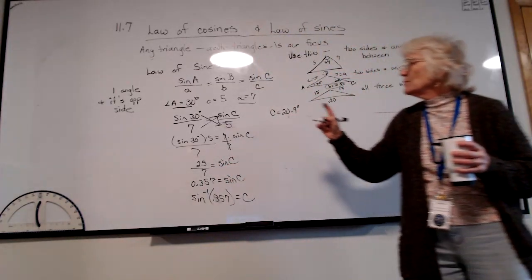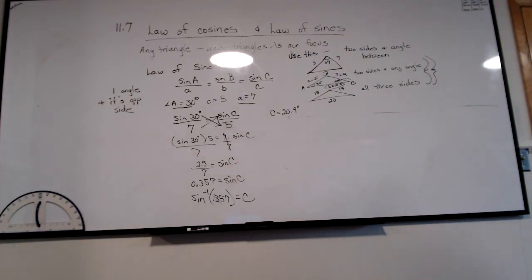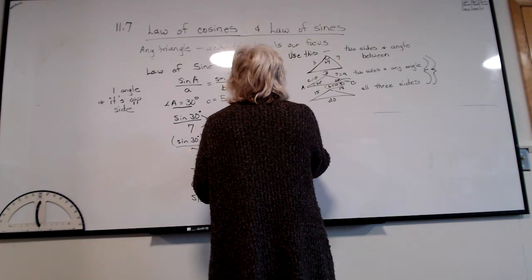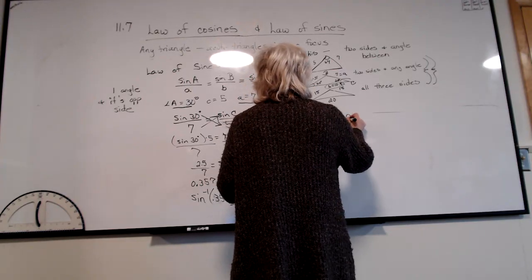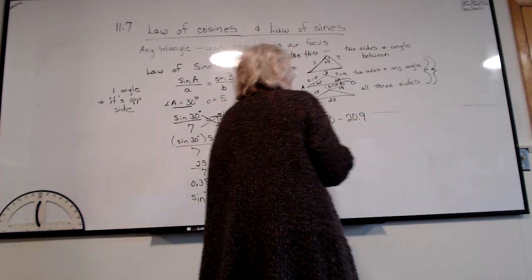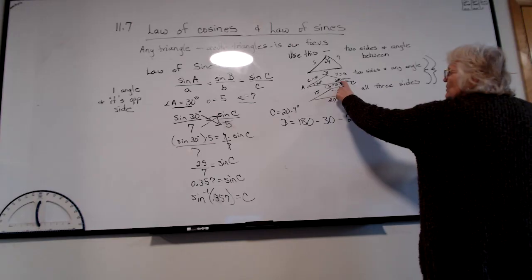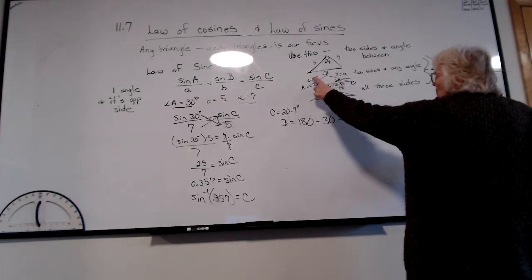Okay, so if C is 20.9 and A is 30, what does B have to be? So B will equal 180 minus 30 minus 20.9. Okay. It makes sense though. 7 is across from 30. 20.9, 5 is across from that. So my bigger angle has a bigger side that we have so far.